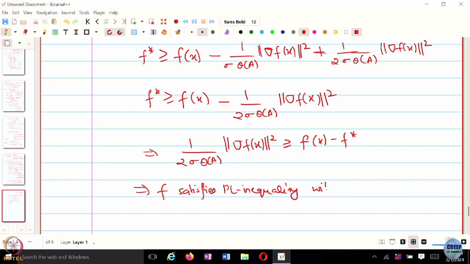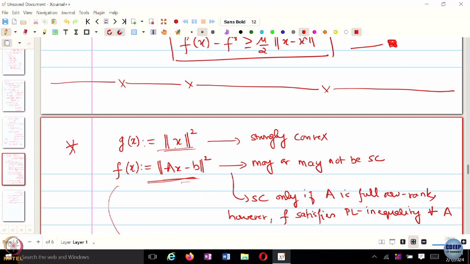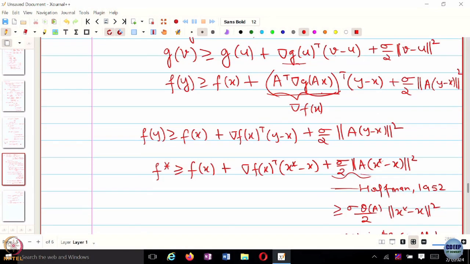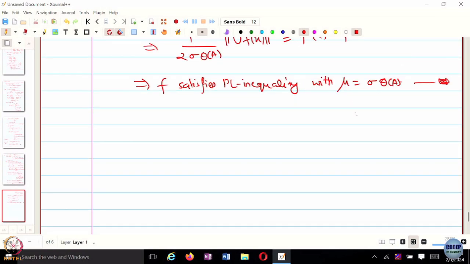With mu equal to sigma times theta. Okay, so this is the proof. Essentially, this is again to show that if you have a function which is sigma strongly convex, then you consider an affine transformation of that variable x, and you define a new function like this. This need not be strongly convex, but it would always satisfy the PL inequality with exponent sigma times theta.